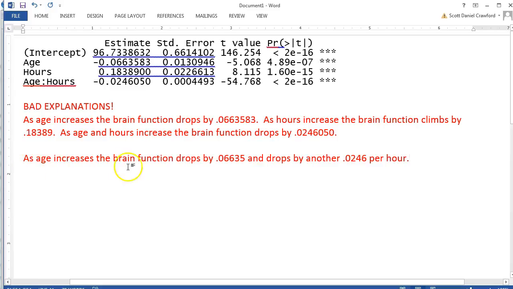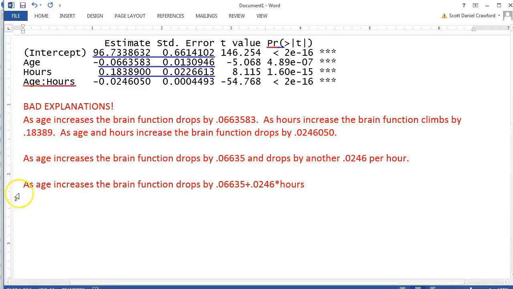But read this. As age increases, brain function drops by this much and drops by another this amount per hours. That sounds good, but it's a confusing sentence. Do you mean it drops by this much as a stable amount if there's hours that increase? Is it hours that are increasing or staying stable? This is really a tough sentence for a client to try to understand. Even though this is the same sentence simplified, and it's actually mathematically correct. It's not bad because it's false. It's a true statement. It's bad because it doesn't help explain what's going on. This is going to be confusing for a client.